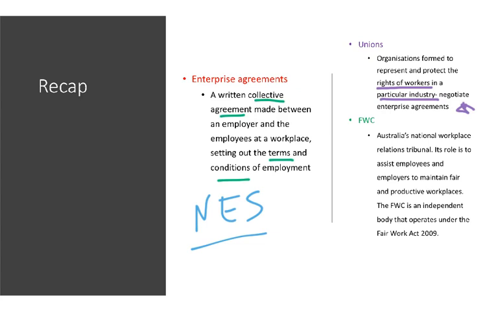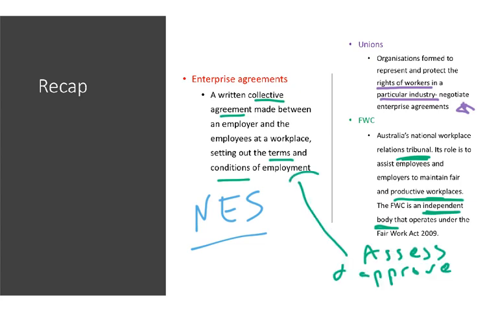The Fair Work Commission is Australia's national workplace relations tribunal. So its role is to assist employees and employers to maintain productive workplaces. So they deal with grievances as well. They are an independent body.